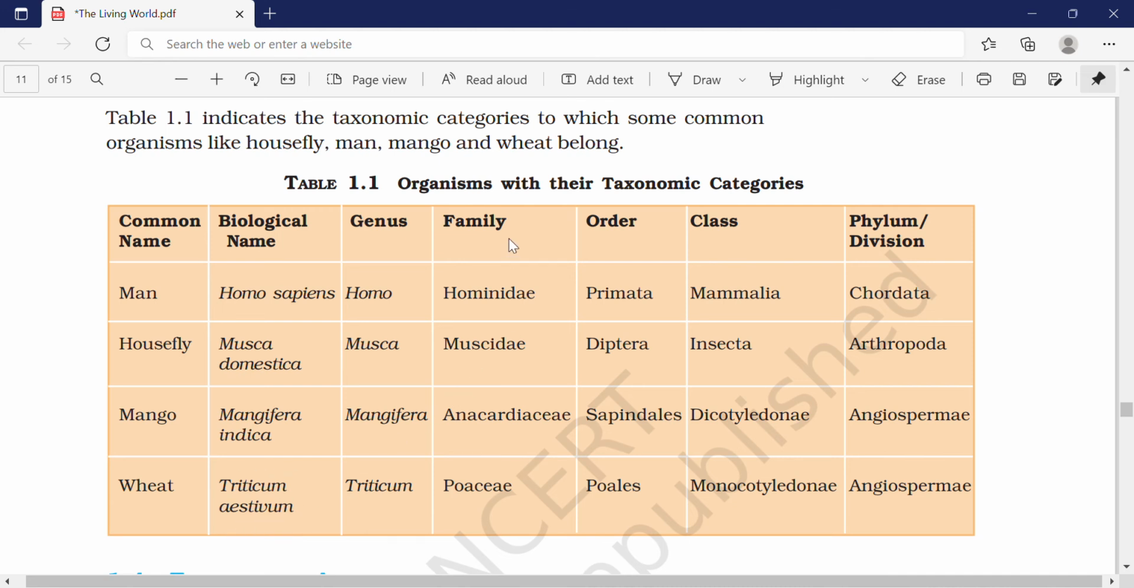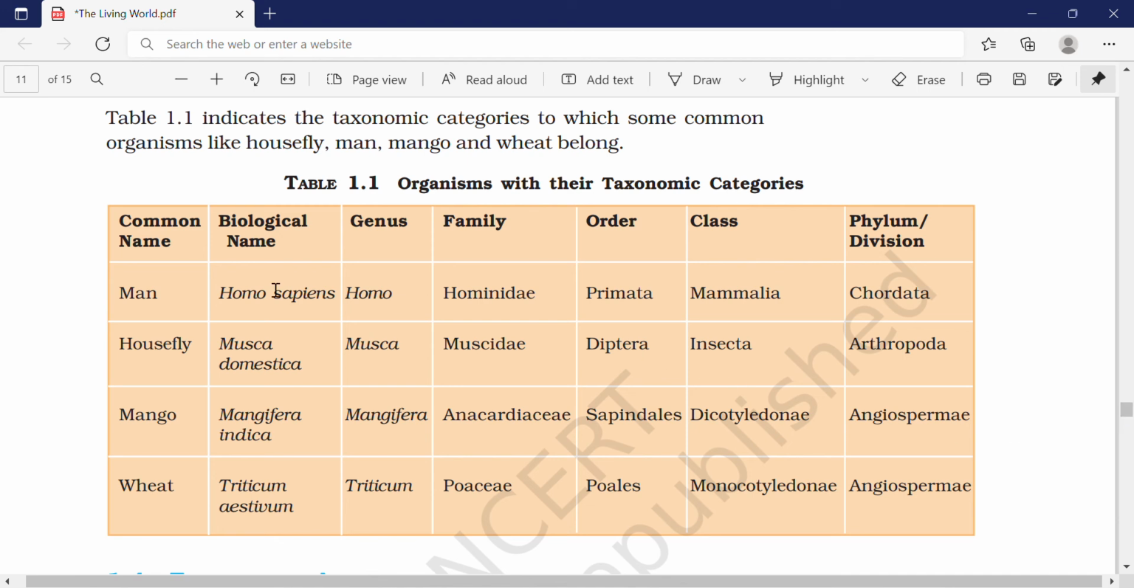For family, man belongs to Hominidae, housefly belongs to Muscidae, mango belongs to Anacardiaceae, wheat belongs to Poaceae. For order, man belongs to Primata, housefly belongs to Diptera, mango belongs to Sapindales, wheat belongs to Poales. For class, man is Mammalia, housefly Insecta, mango Dicotyledonae, wheat Monocotyledonae. For phylum or division, man is Chordata, housefly Arthropoda, mango Angiospermae, and wheat is also Angiospermae.